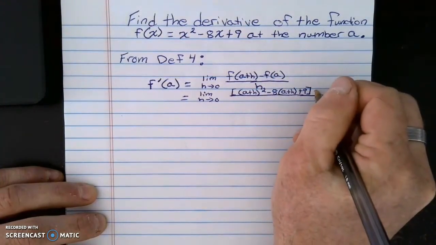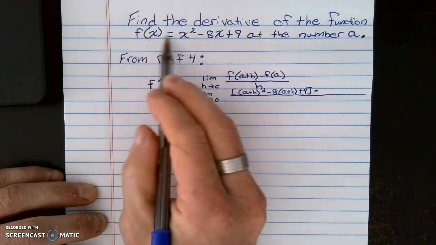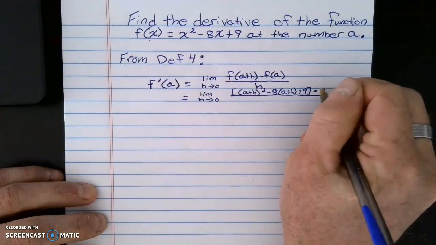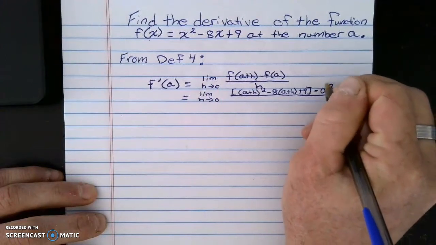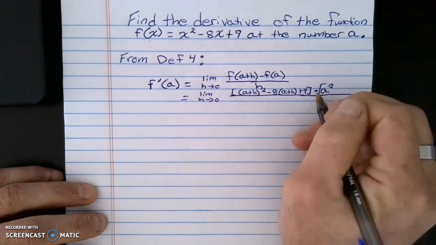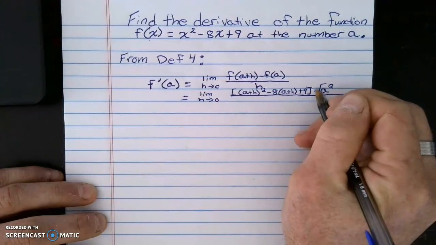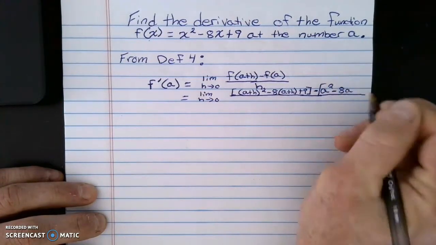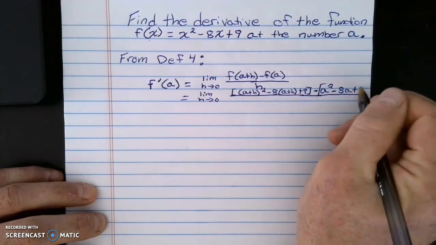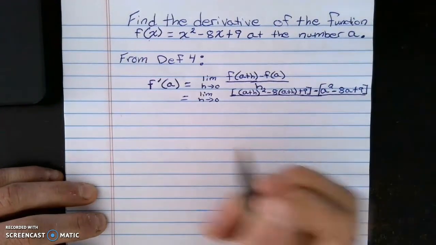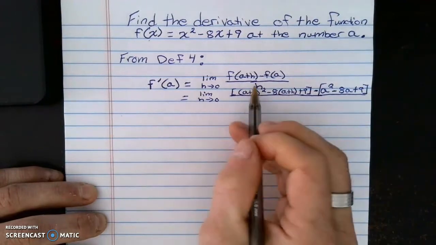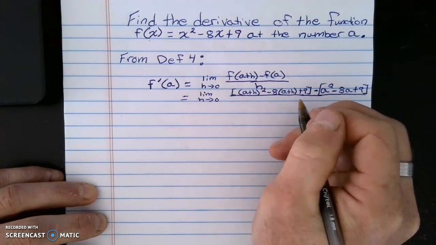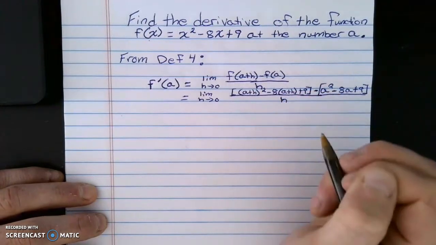Now this is the second part of our definition, so now minus f of a. So all f of a is, instead of f of x, we're now going to plug in a for every place we see x. So it's going to be a squared, we'll put it in brackets to separate it, because that's important because this negative sign needs to be distributed, minus 8a plus 9. Now all divided by whatever h is. And we don't know what h is, so we just simply write h.